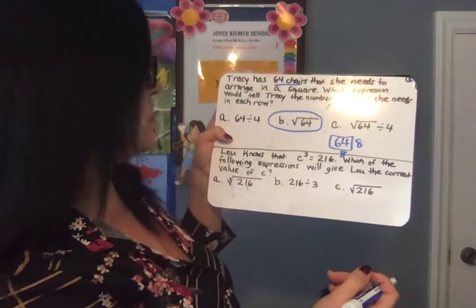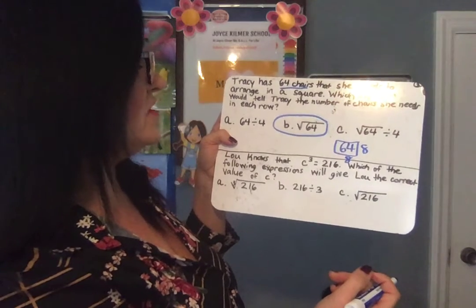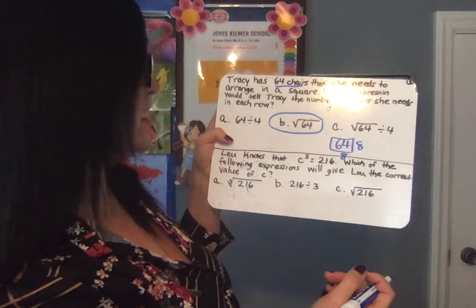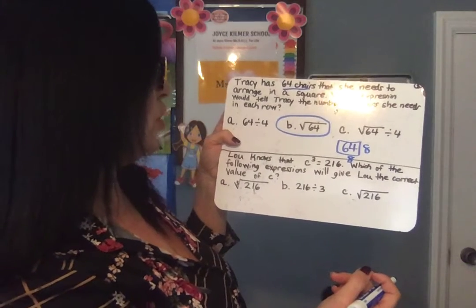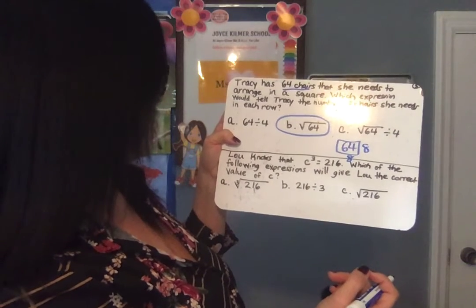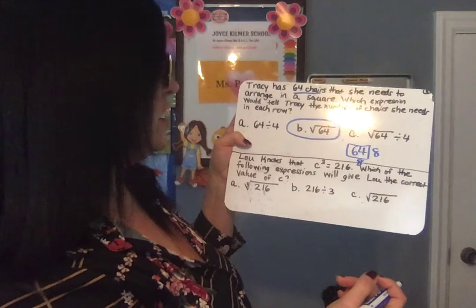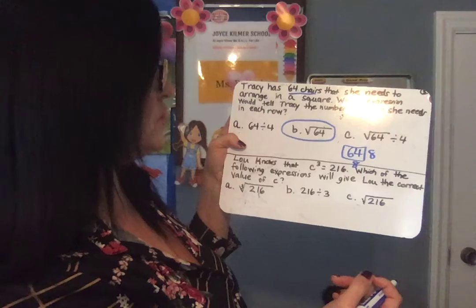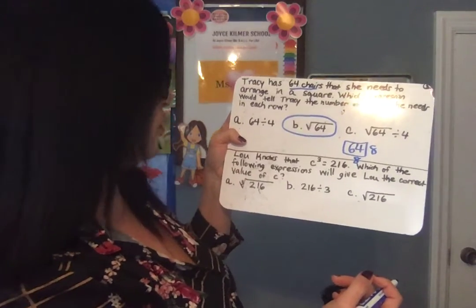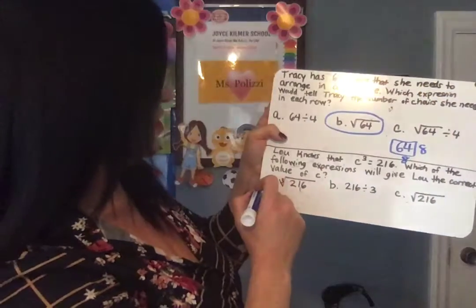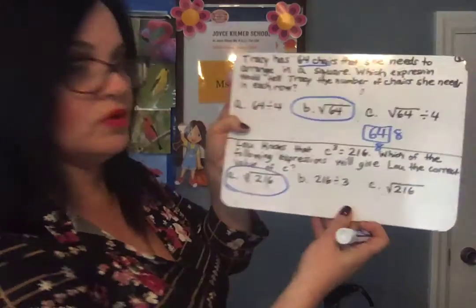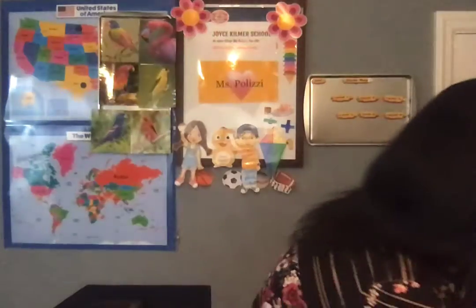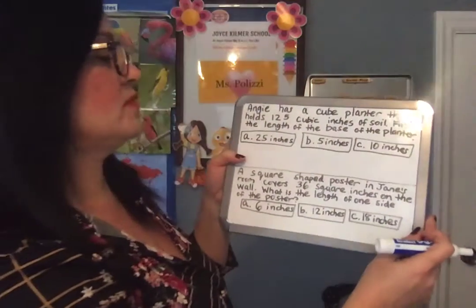So here, Lou knows that C cubed equals 216. Which of the following expressions will give Lou the correct value of C? Well, we want to know what number times itself three times would give me 216. So we're looking for the cube root, which is answer A, the cube root of 216. Okay? Let's look at 2 final problems here.